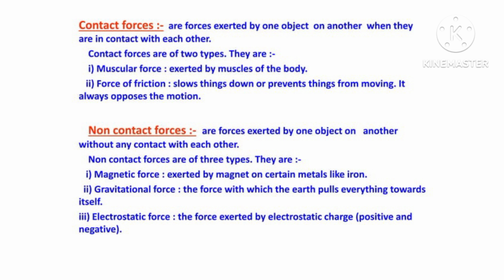Non-contact forces are of three types. They are: first is magnetic force, second one is gravitational force, and third one is electrostatic force. First one is magnetic force. It is exerted by a magnet on certain metals like iron. And the second one is gravitational force, the force with which the earth pulls everything towards it. G is equal to mg, we all know that.